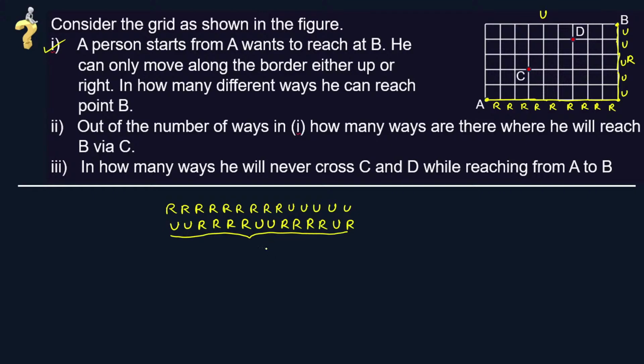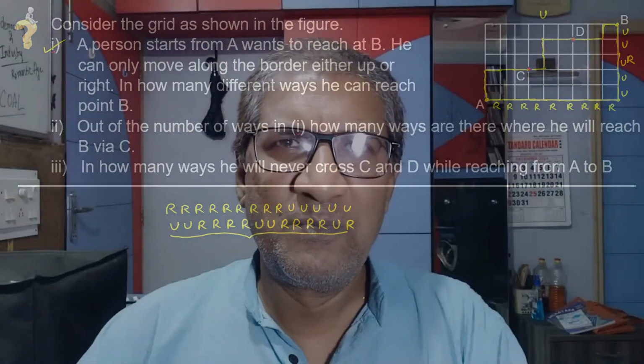And if you consider, you will find that this is also one way of reaching from point A to point B. See this one? Up, then right. Then again, up, then again, 4 rights: 1, 2, 3, 4. Then 1 up and 1 right. We reached B. So the total number of arrangements of these 9 right movements and 5 up movements will give you the total number of ways the person can reach from point A to point B. Am I correct or not?